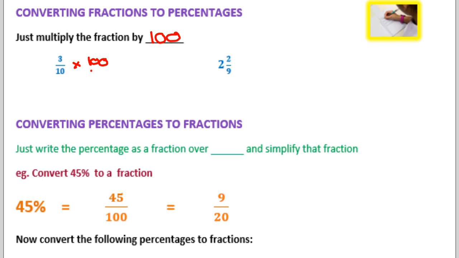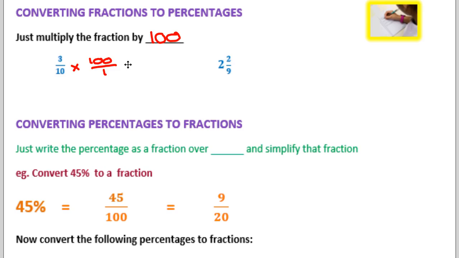So I'll do that actually. 3 times 100 over 1. Because it's like timesing by 100. 100 over 1 is just like timesing by 100.